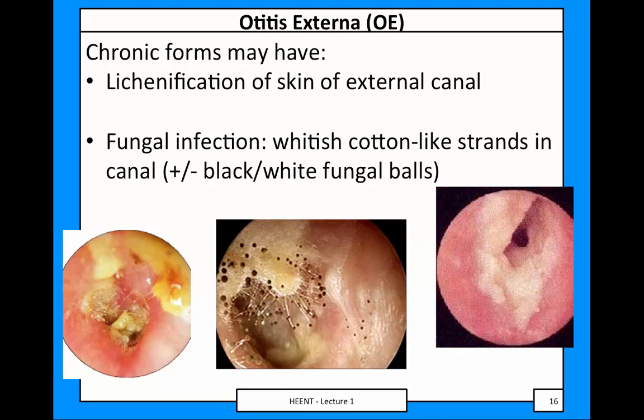Chronic forms may have lichenification of the skin of the external canal. Lichenification is a thickening of the skin due to chronic irritation. And fungal infection is more common in the chronic form of otitis externa, and that's a white cotton-like strand or multiple strands in the canal. May or may not have white or black fungal balls. If you look at the left lower, you'll see those strands with the little tips on the end, those hyphae, and in the middle, kind of that black and white. And then over on the right, it's kind of a fuzzy appearance, so it looks like fungus, or it looks like moss, if you will.